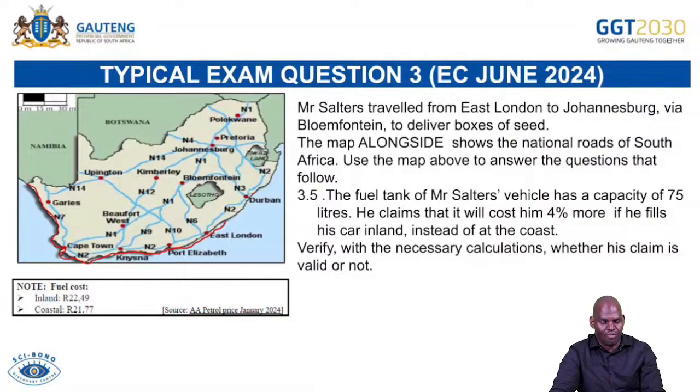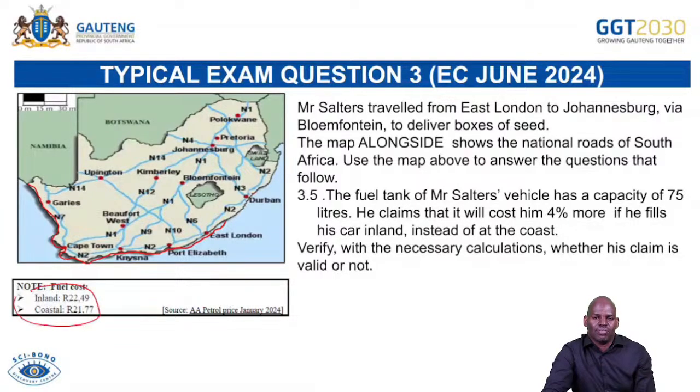But the price of fuel is not the same as inland. Inland, we are referring to Free State, Gauteng, Northwest, Limpopo, and Mpumalanga. Those are the inland provinces. Now, you can see what is indicated here, that the prices are not the same. Inland, it's 22 rand 49, so inland it costs more, and coastal is 21 rand 77.